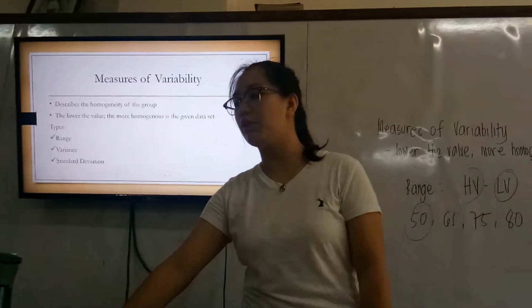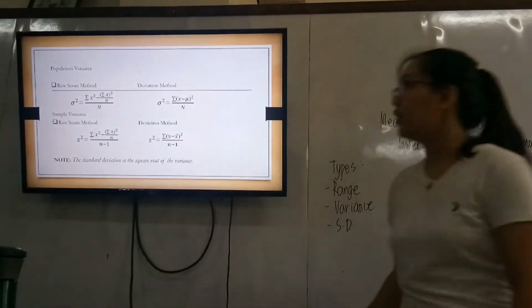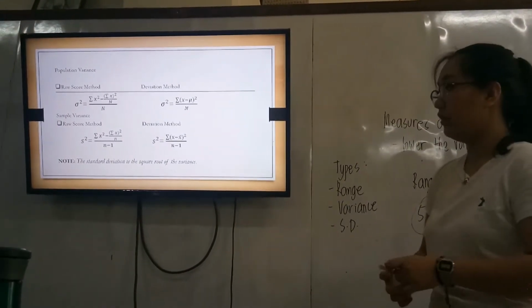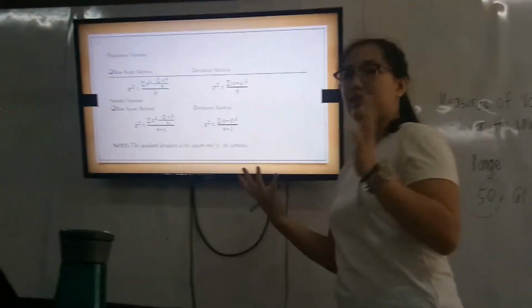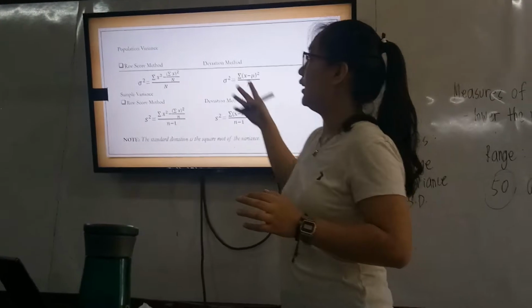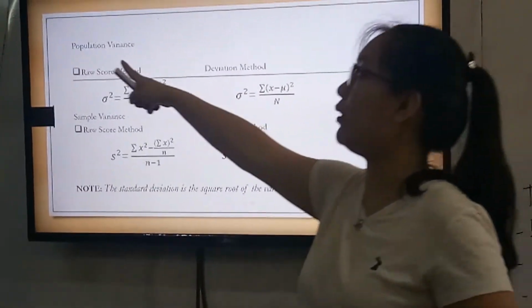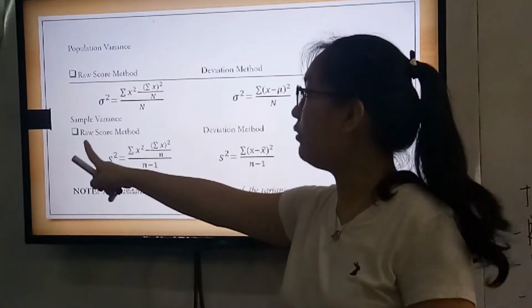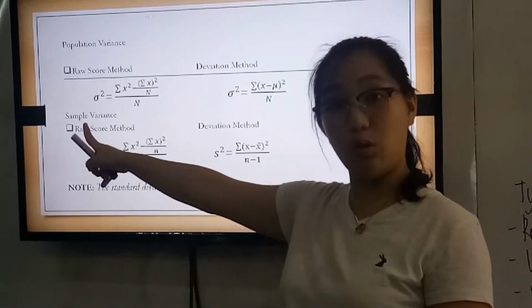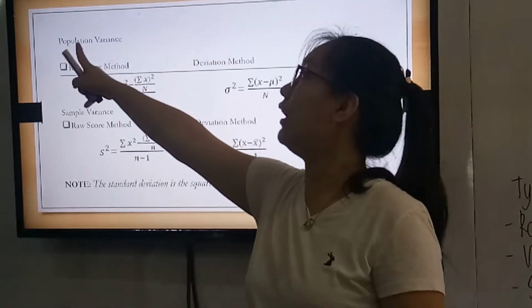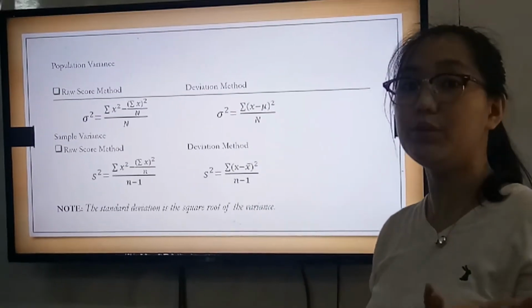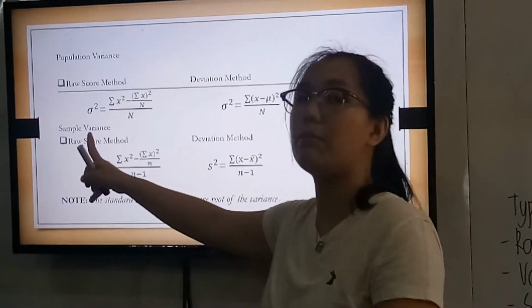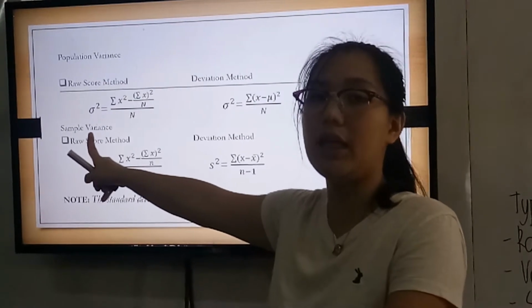Okay? Don't be overwhelmed, ha, for the next slide. So, this one, let me just discuss first. So, in here, meron tayong population variance and we have your sample variance. You will know, again, if you will use population variance once your data came from a population, and you will use sample variance once your data came from a sample.